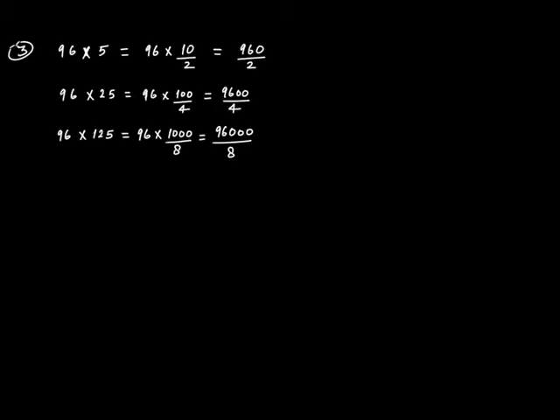Let's take another example, and here you have 96 multiplied by 5. We can write 5 as 10 divided by 2. So if you divide 10 by 2, you would get 5, and therefore this is 10 by 2. And we could write it as 960 divided by 2. Next you could see that it's 96 multiplied by 25, and you can write 25 as 100 divided by 4, and therefore you would get 2400. Then you have 96 multiplied by 125, and you can write 125 as 1000 divided by 8, and therefore this number would become 12,000.